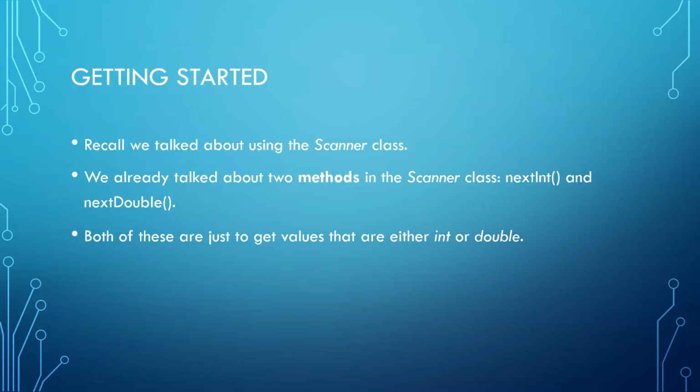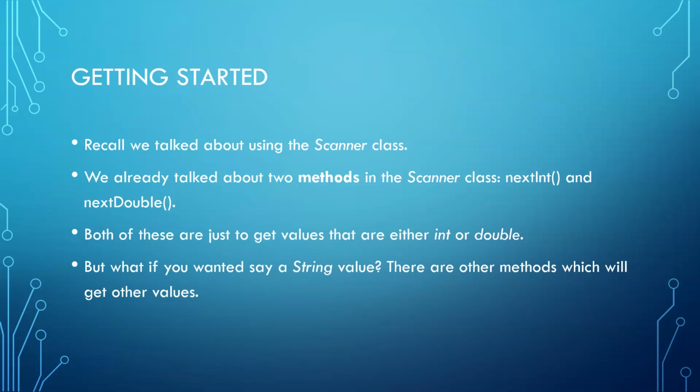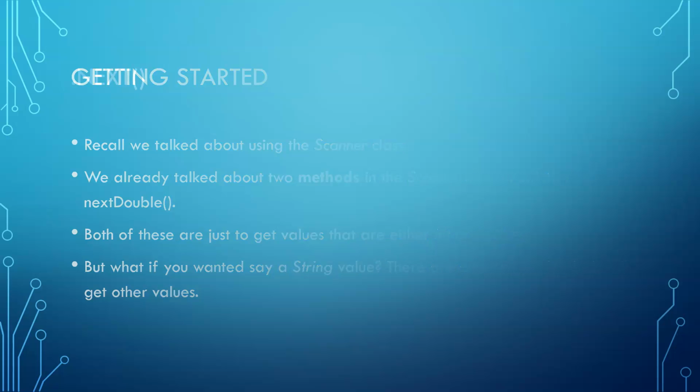However, nextInt and nextDouble only restrict us to int and double. We can't get anything else. For example, what if I want a string value? Well, there are other methods to get other values.